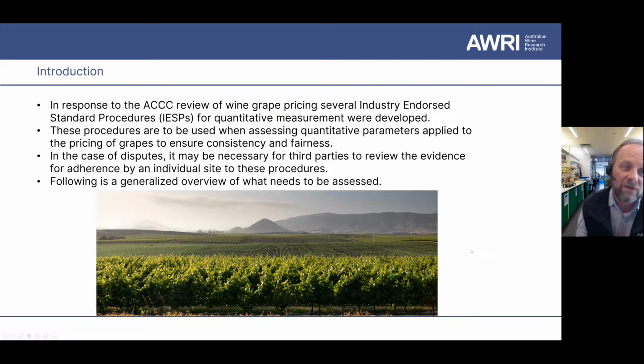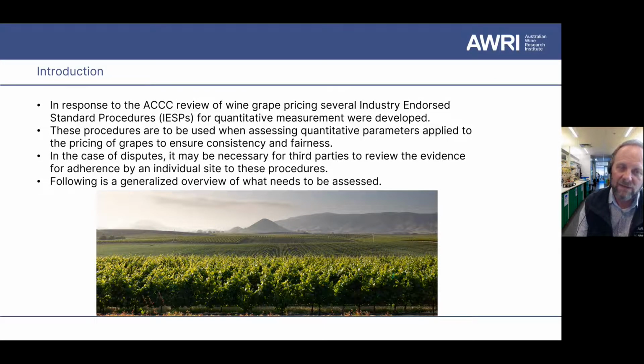Now, in response to the ACCC review of wine grape pricing, several industry-endorsed standard procedures, IESPs for short, for quantitative measurement were developed. Now, these procedures are to be used when assessing quantitative parameters applied to the pricing of grapes, and they're there to ensure consistency and fairness.